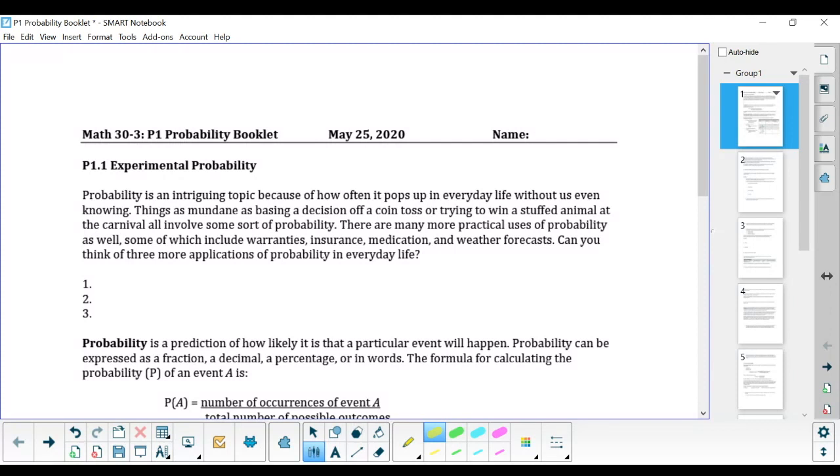Today we're going to start with the P1 probability outcome. Probability is quite an intriguing topic because of how often it pops up in everyday life without us even knowing. Some things, like a coin toss or making a bet with your friend about which of your favorite sports teams will win their next game, all involve some sort of probability. There are also many practical uses of probability, such as warranties, insurance, medication, and weather forecasts. There are many other examples, and I'd love for you to try listing 3 of your own here.